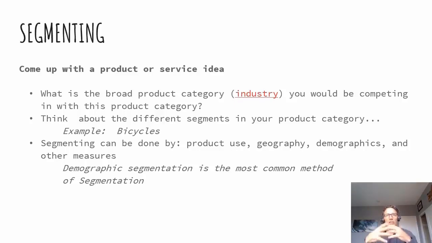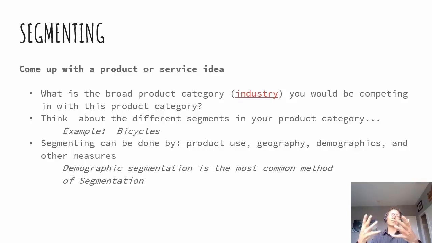Now, our natural inclination when we start thinking of what's the broad product category? Bicycles. And what are all the different segments? So we'd say, well, there's kids bikes, there's mountain bikes, there's road bikes like triathlete bikes. In other parts of the world, there's just regular commuter bikes because that's how people get around to work. There's beach cruisers. So we would think that we'd be segmenting, and that is a form of segmenting. You're segmenting by product type.